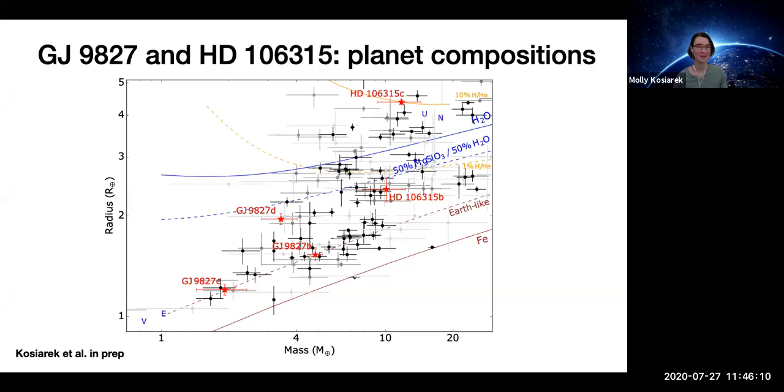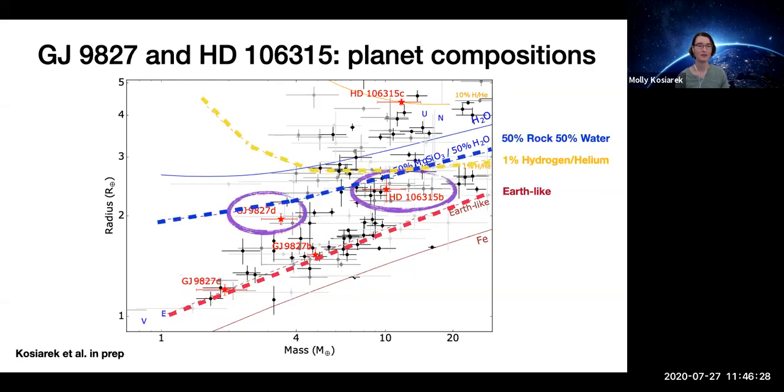Here are these 5 planets plotted on a mass-radius diagram. So GJ 9827 b and c, these 2, both are consistent with an Earth-like composition of rock and iron. GJ 9827 d and HD 106315 b are both just below that 50-50 water-rock line and the 1% hydrogen-helium line. So they're consistent with a substantial water fraction or a small hydrogen-helium envelope. And they're a good bit above the Earth-like line, so they do require some amount of volatiles.